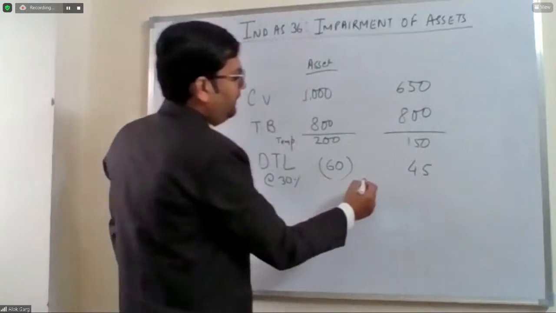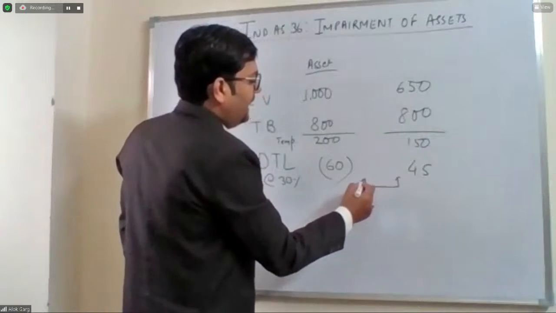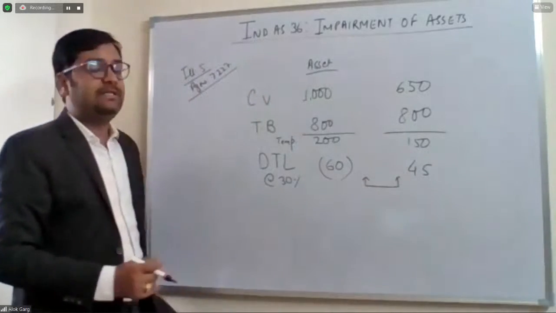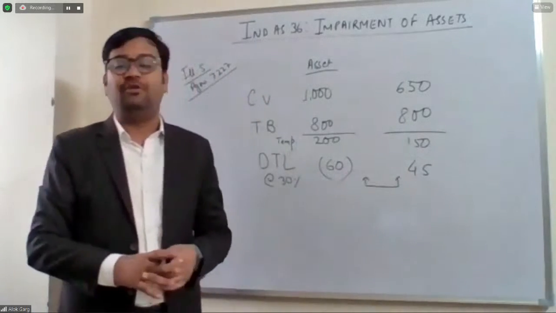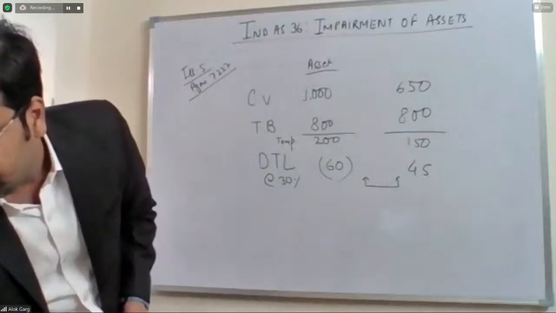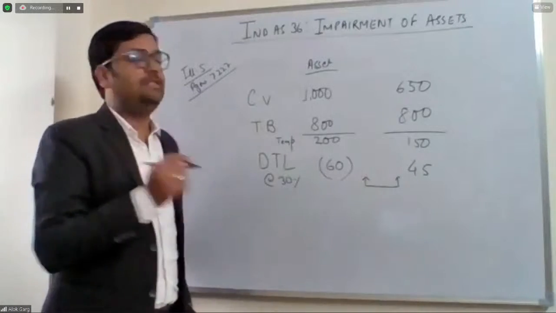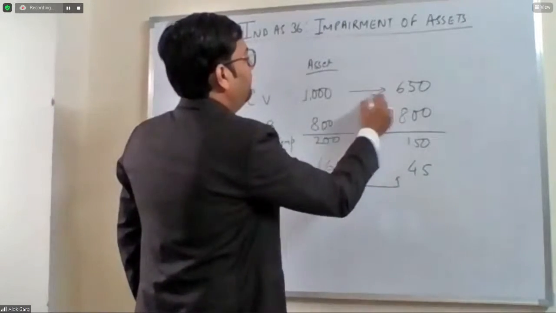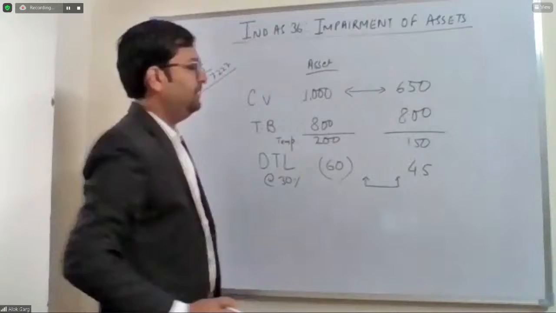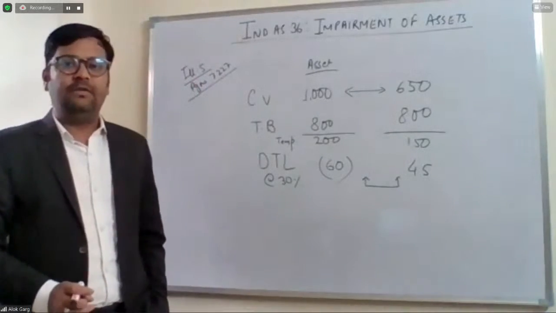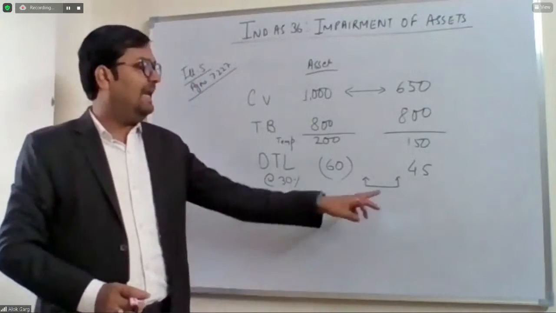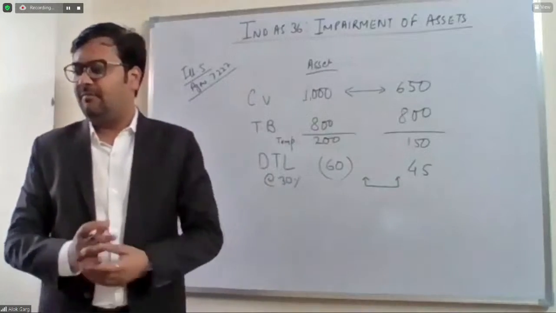So what is the difference between these two? Earlier it was a liability, now it is an asset. So it means I need to create a deferred tax asset of 105. Okay, I need to create a deferred tax asset of 105. Technically, it is the difference between the impairment loss, 1000 minus 350. Understood? So this is a balance sheet number, this 45.